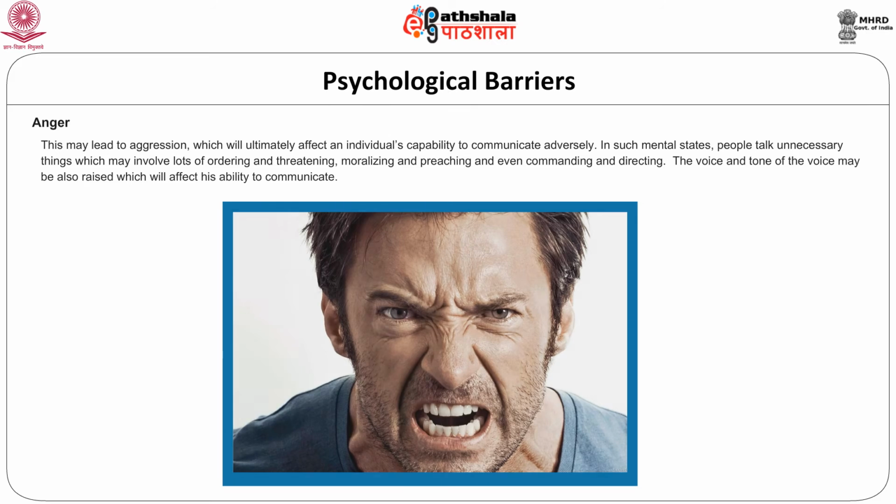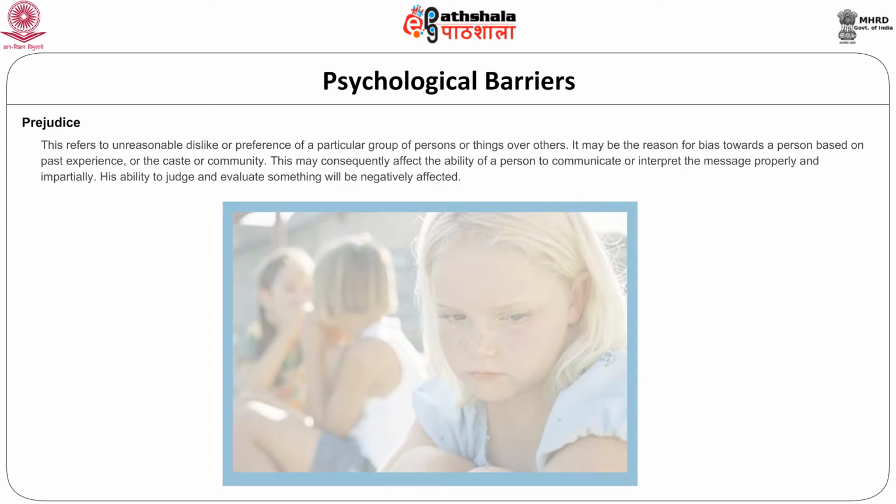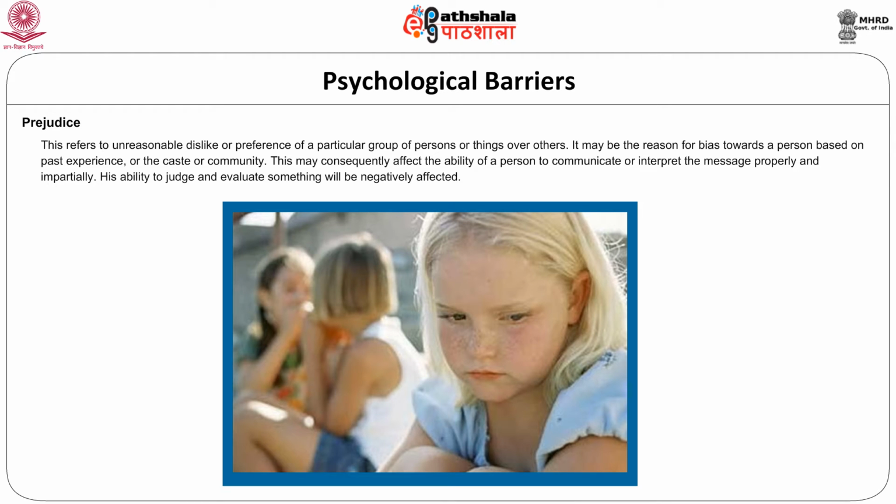The third barrier under this category is prejudice. Friends, we all know this refers to an unreasonable like or dislike or preference of a particular group of person or things over others. It may be the reason for a bias towards person based on the past experience of the person with whom we are communicating or his caste or community. This may consequently affect the ability of a person to communicate or interpret the message properly and impartially. His ability to judge and evaluate something will be thus negatively affected.